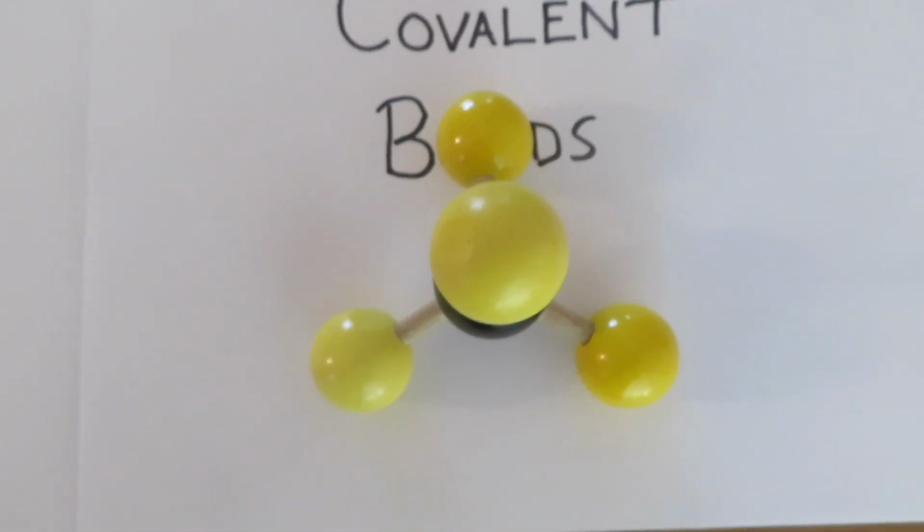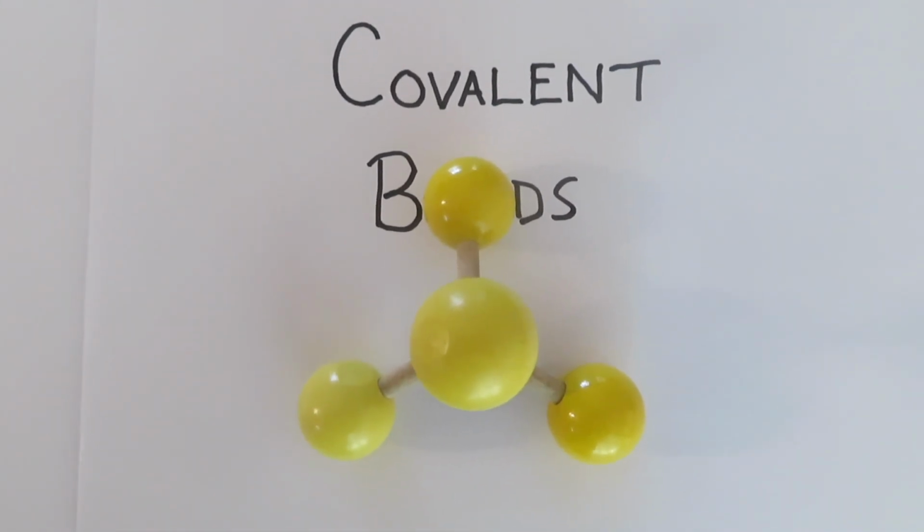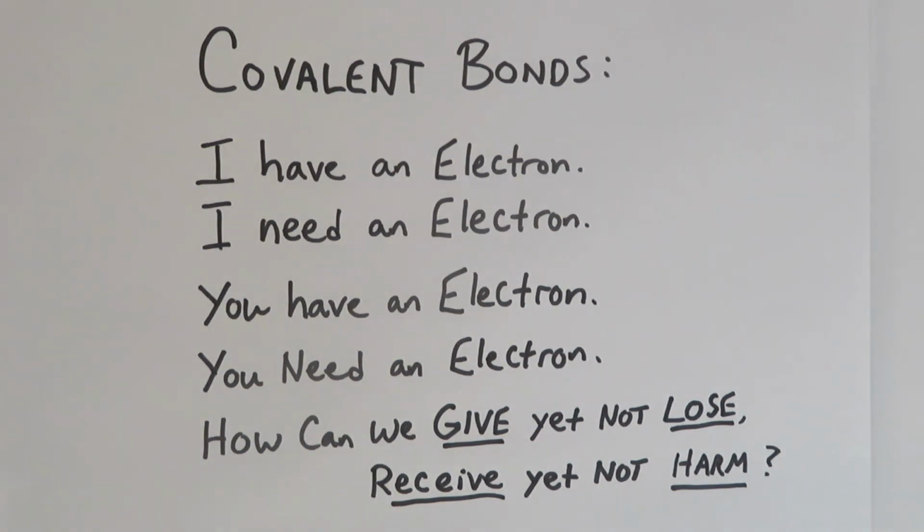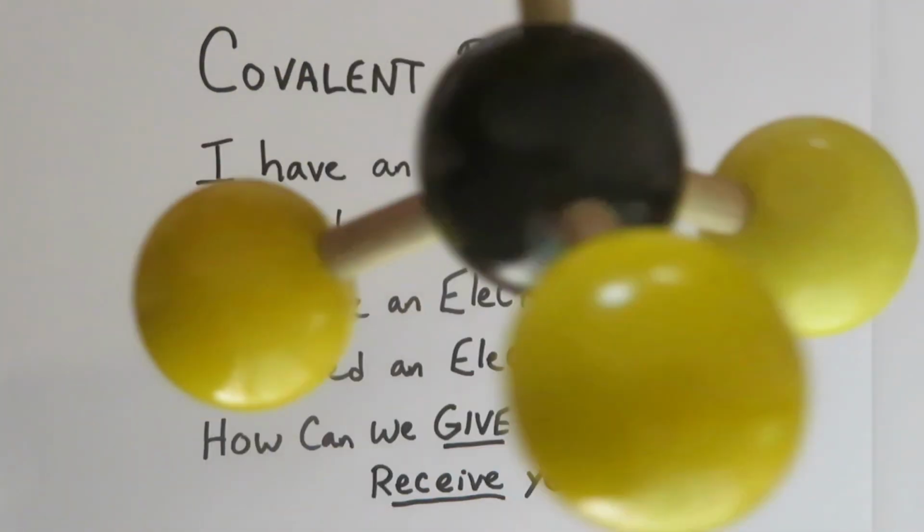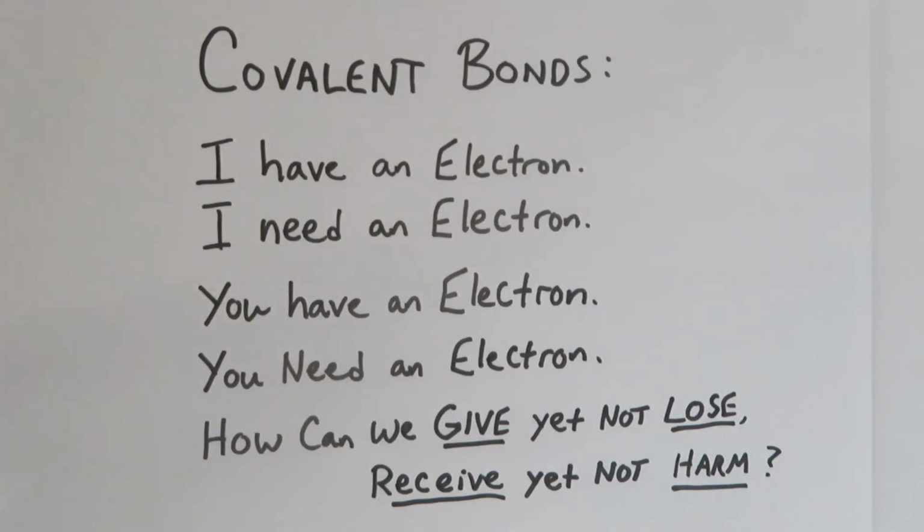So let's talk about covalent bonds and how they work in biology. Here's the challenge. I have an electron and I need an electron. You have an electron and you need an electron. Well, how can we give yet not lose? How can we receive yet not harm? How are we going to make this work? Let's think about this as a challenge. Can you guess what's going to happen?